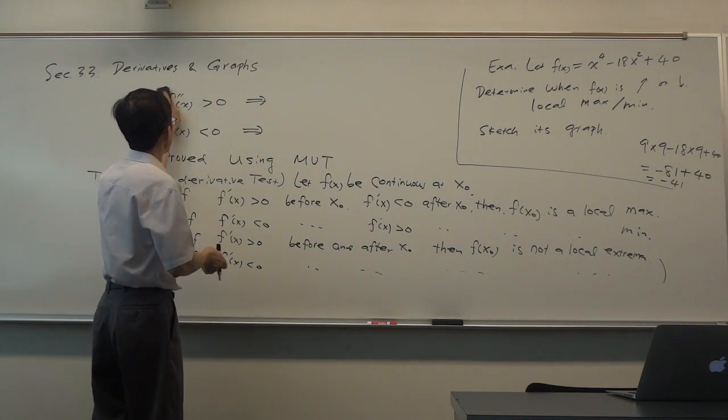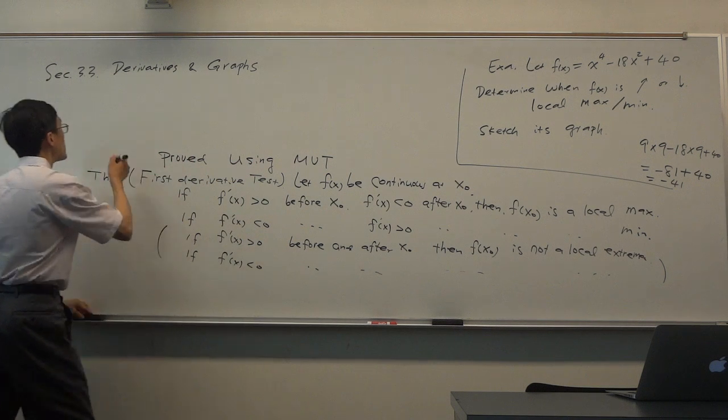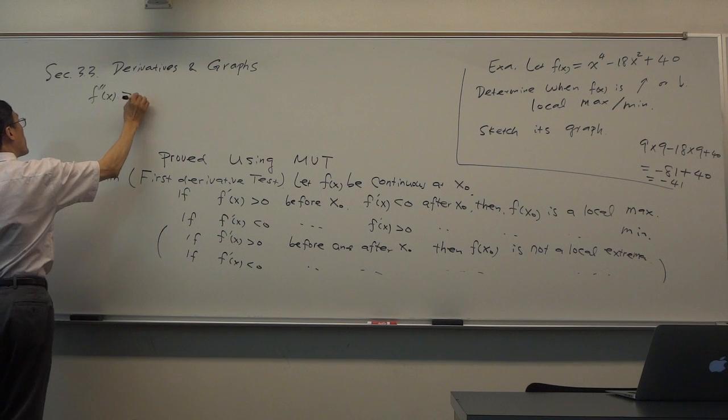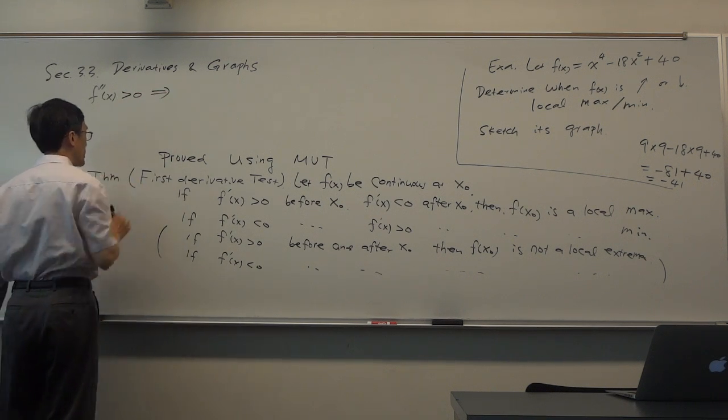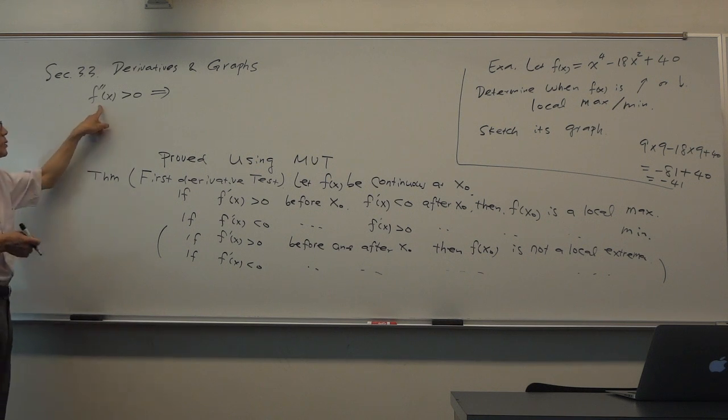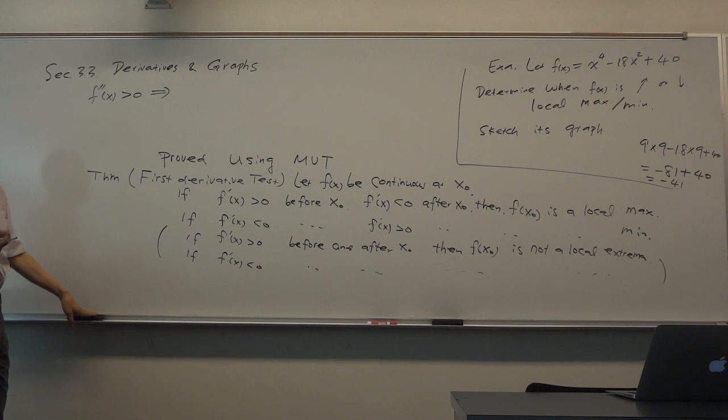I want some more room here, so I'll just erase this. Second derivative is positive. Implies what? Is that a minimum? This is the question that I would like to answer. Well, remember, the second derivative is the derivative of the first derivative. The first derivative is changing at an increasing rate.